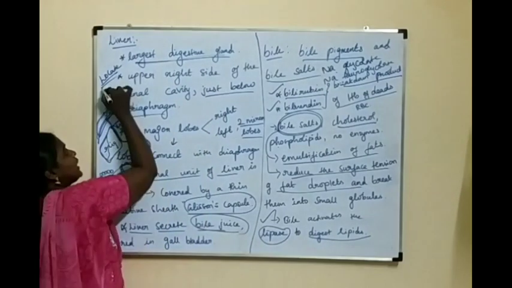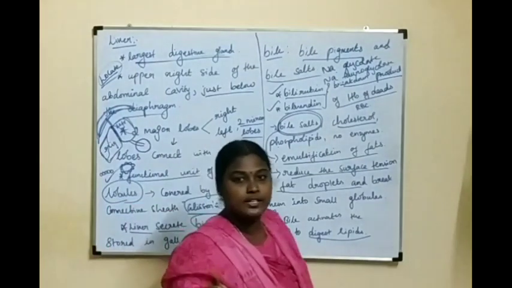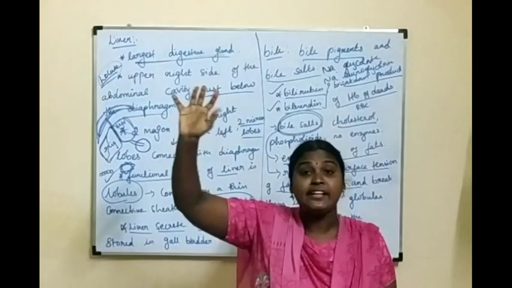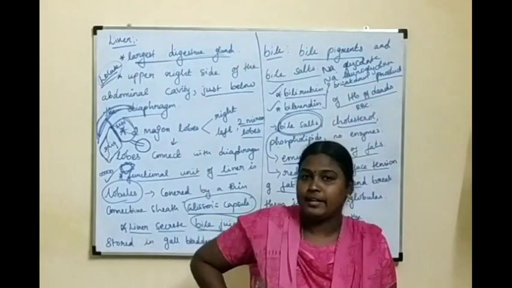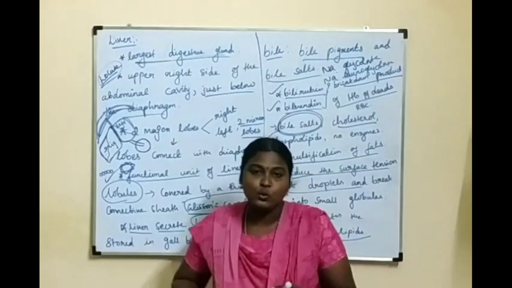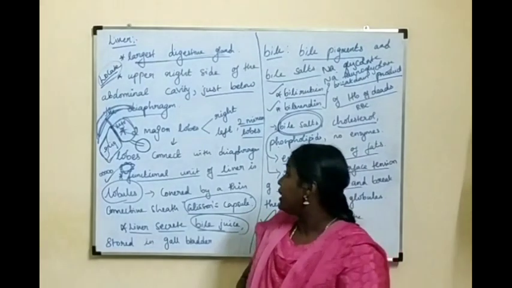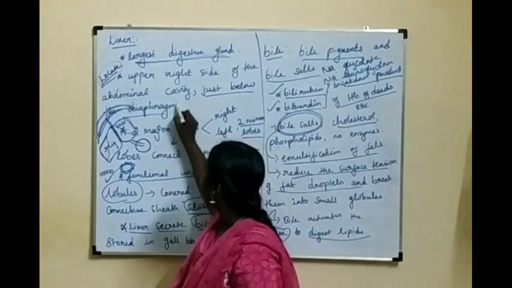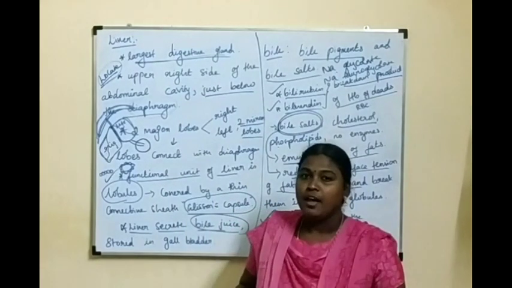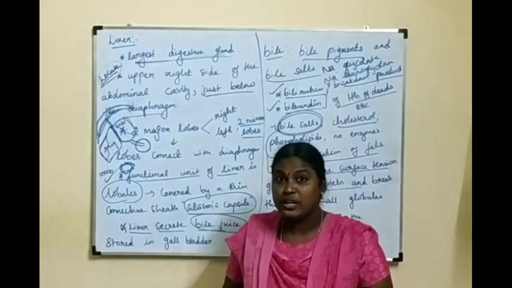So where is the liver located? The liver is located in the upper right side of the abdomen, just below the diaphragm. What is a diaphragm? The diaphragm is a dome-shaped structure. We understand the concept that it is attached to the lungs.